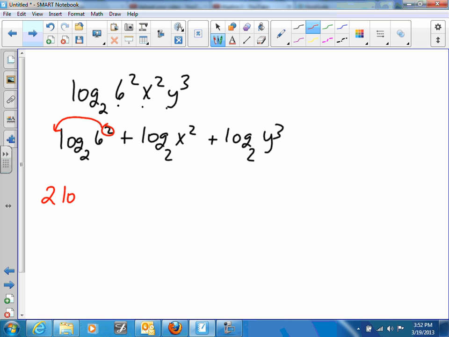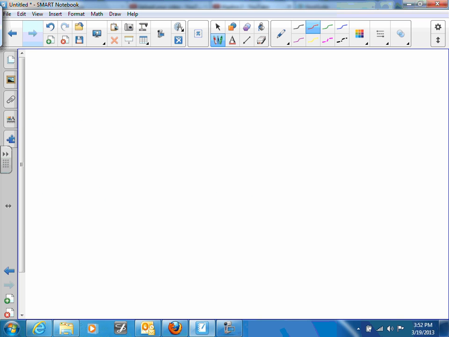So 2 times the log base 2 of 6 plus 2 times the log base 2 of x plus 3 log base 2 of y. And that's expanded form. That's all you're doing right now is expanding these. Let me give you one more example. What if I had this one here?